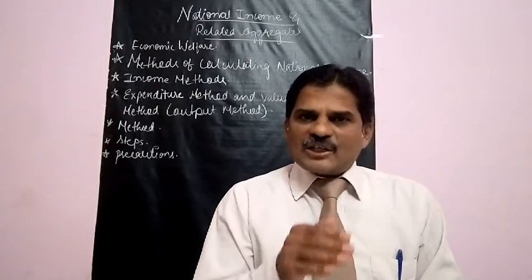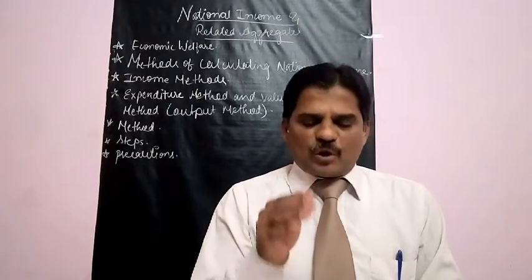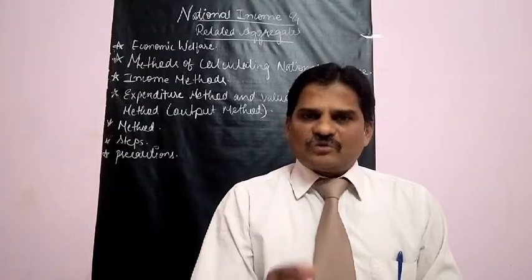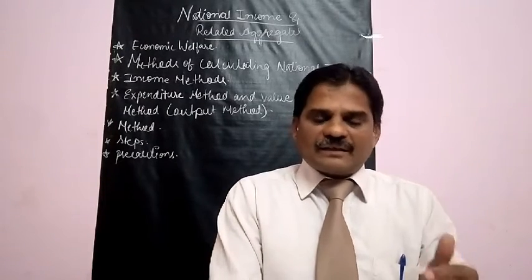The first step: classify the producing enterprises into three sectors that I told you already: primary, secondary, and tertiary sectors. The second step is like this: estimate the factor income paid out by the production units. Under this, there are three subtopics.